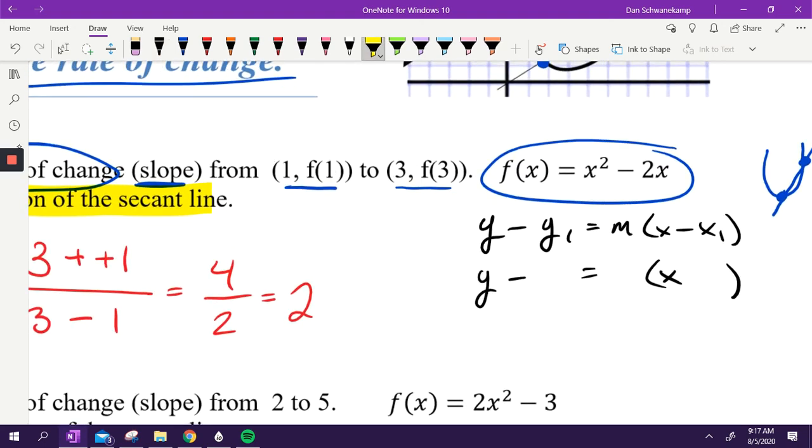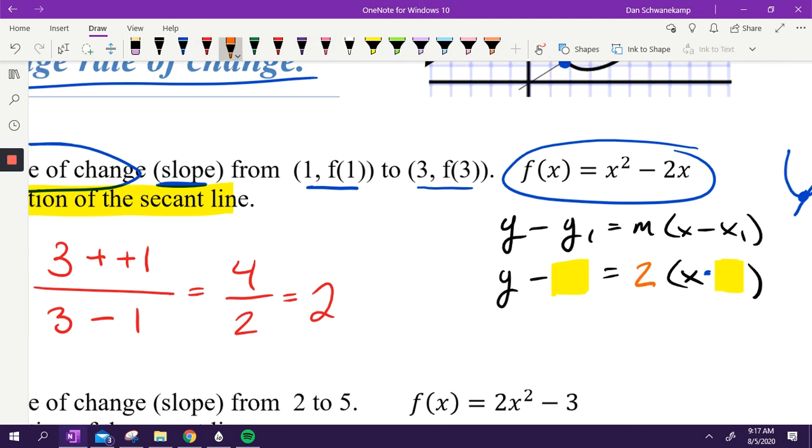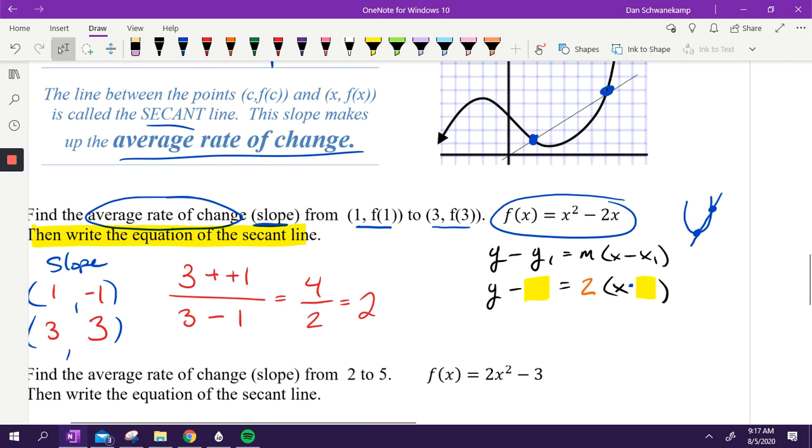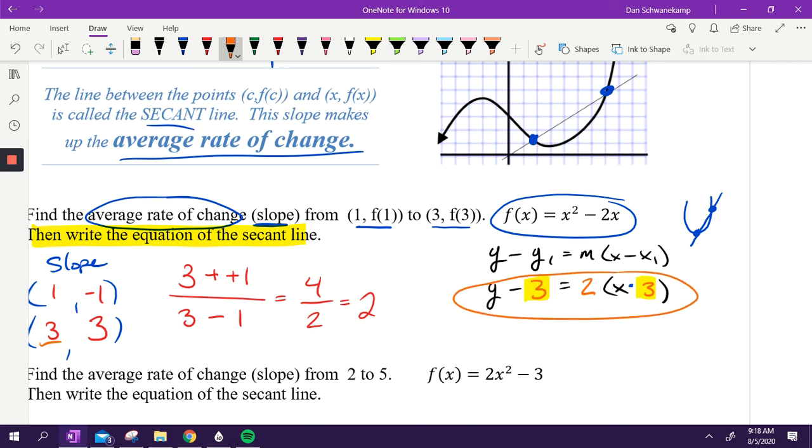Y minus whatever my y value is. X minus whatever my x value is. I'm going to plug in my slope. I know what my slope is. My slope is 2. Which point do you want to use? Doesn't matter. I would pick the 3, 3 one because you can't screw it up. You put the x with the x. You put the y with the y. Oh, see, I just screwed it up. I can't even make a 3. It's not a good sign. Boom. This is the equation of the line.